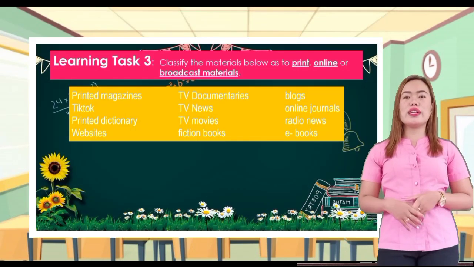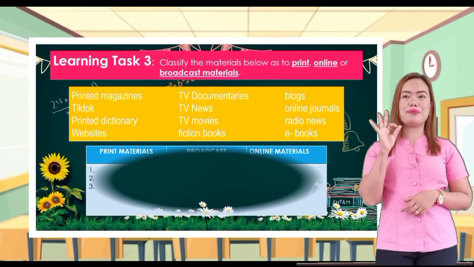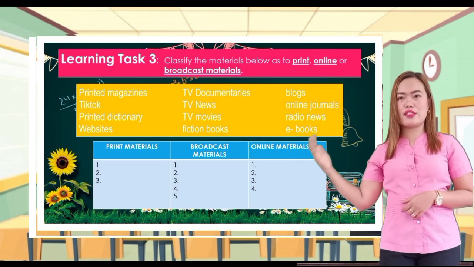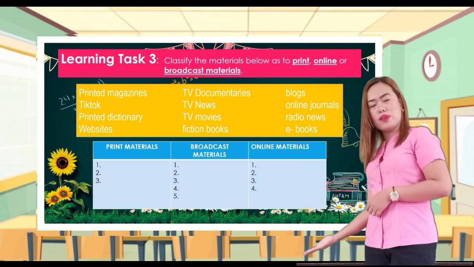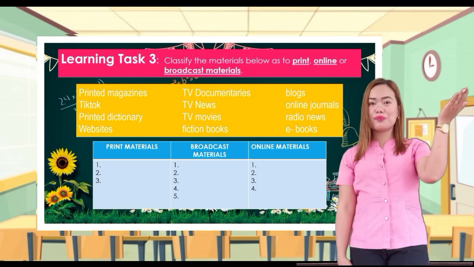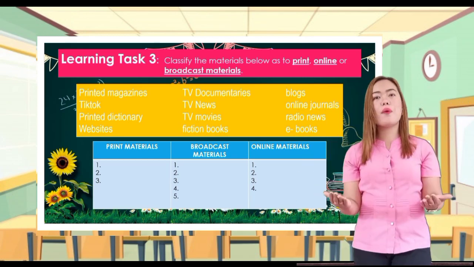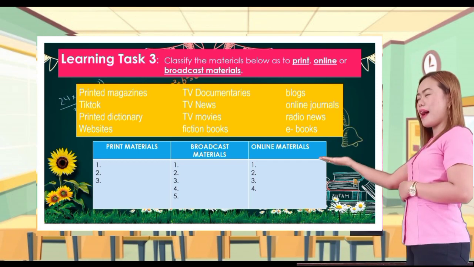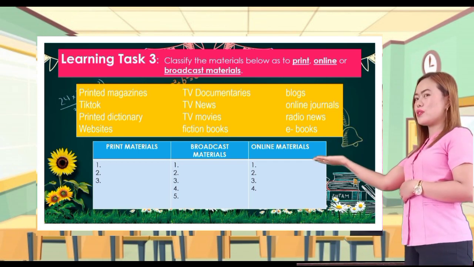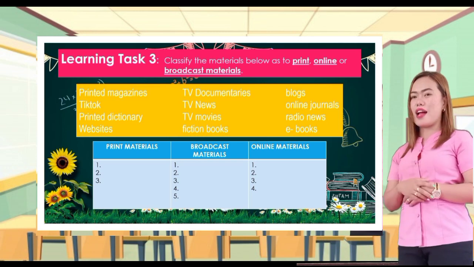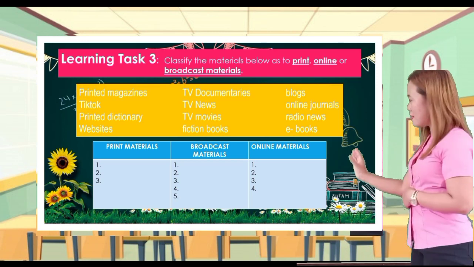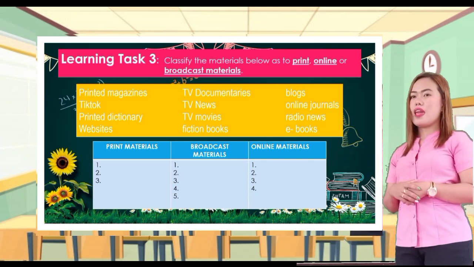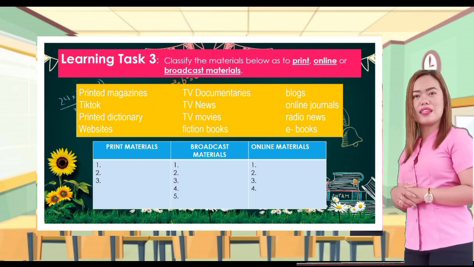Okay, class, learning task number 3. What you're going to do is to classify the materials below as the print, online, or broadcast materials. Here are the examples on the box. What you're going to do is to write them under the print materials, broadcast materials, and online materials.